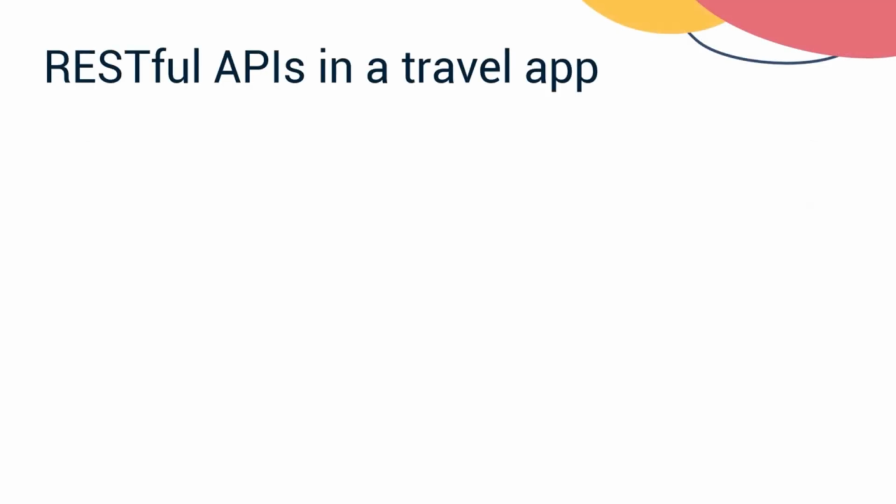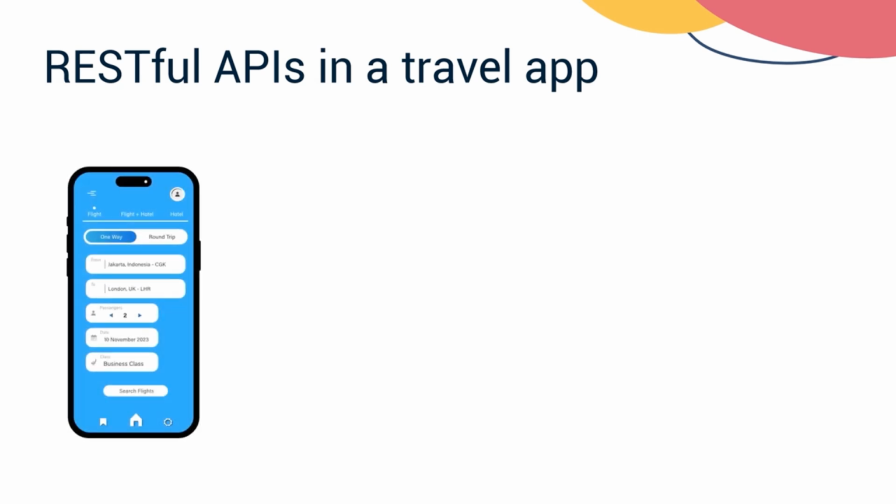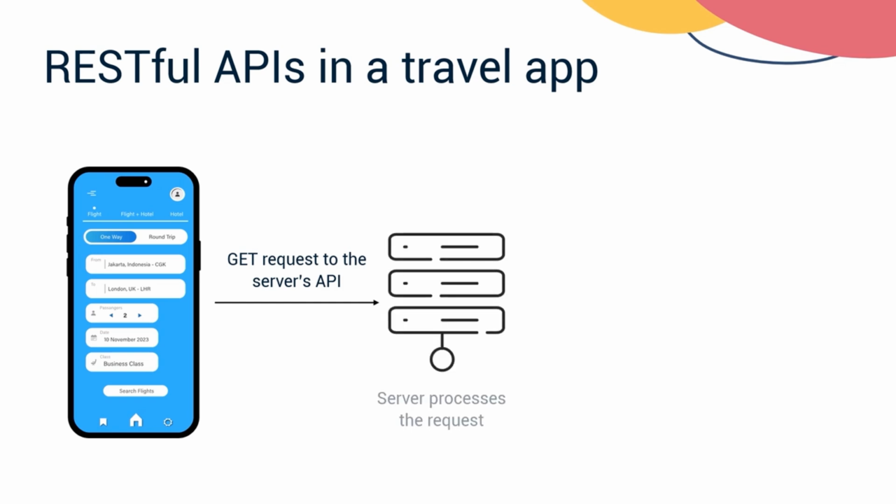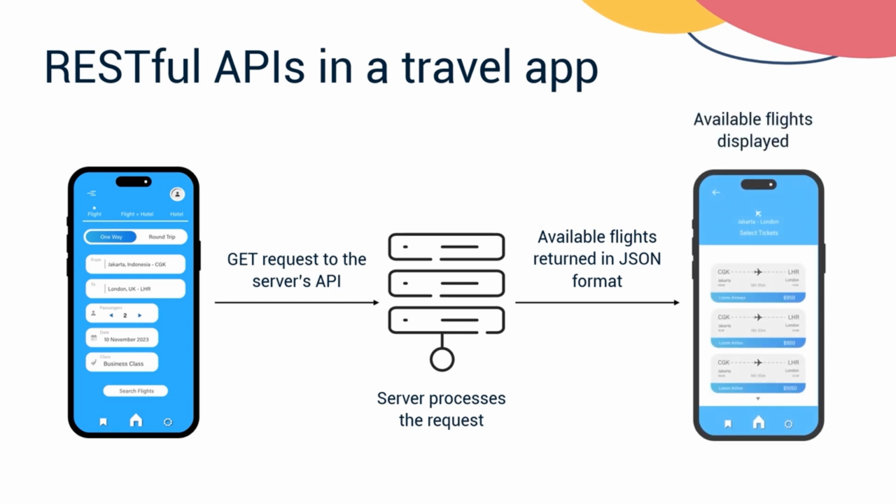Let's see how a RESTful API works in a travel app. When a user searches for flights, the app sends the search information to the server using a GET request. The server processes the request and sends back the available flight options in a structured format, often in JSON format. The app then displays these flight options for the user to see and choose from.